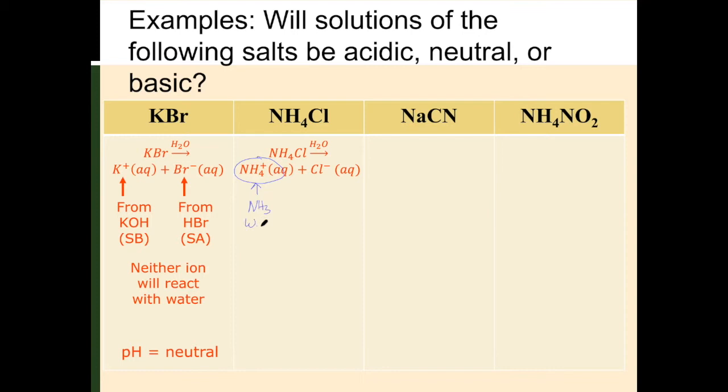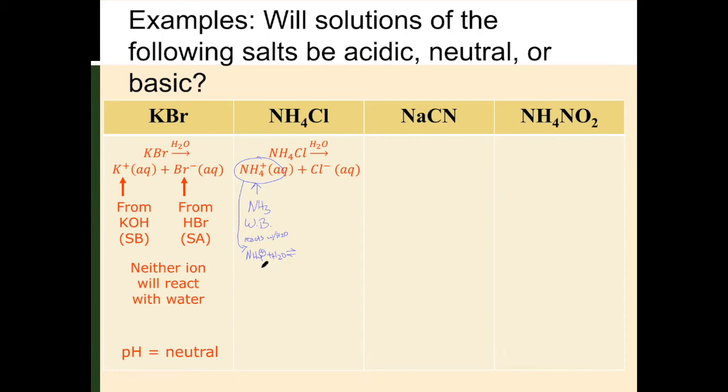Well, I remember that that is a weak base, okay? And so the consequence of that is that this ion will go on to react with water. So it reacts with water, and it does so in this way. We've got the ammonium ion, NH4+, and it's going to react with a water molecule in a reversible way. So this is the conjugate acid of a weak base.